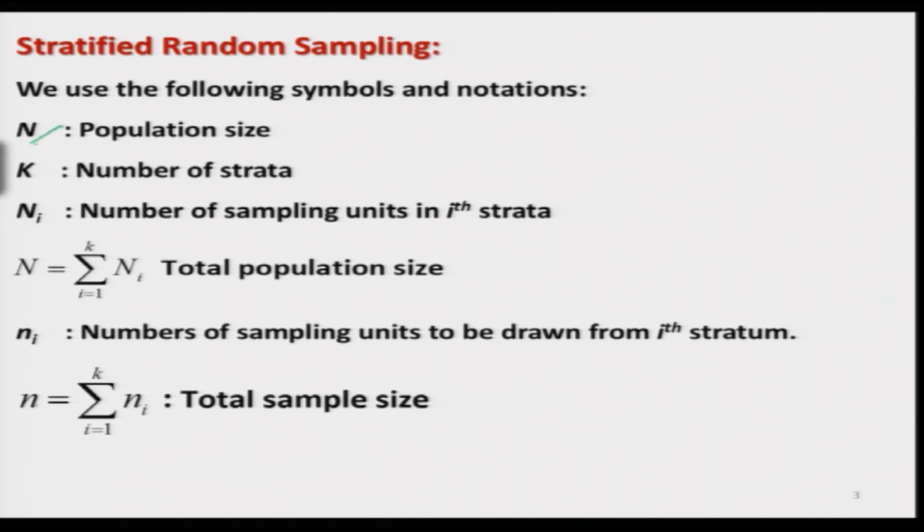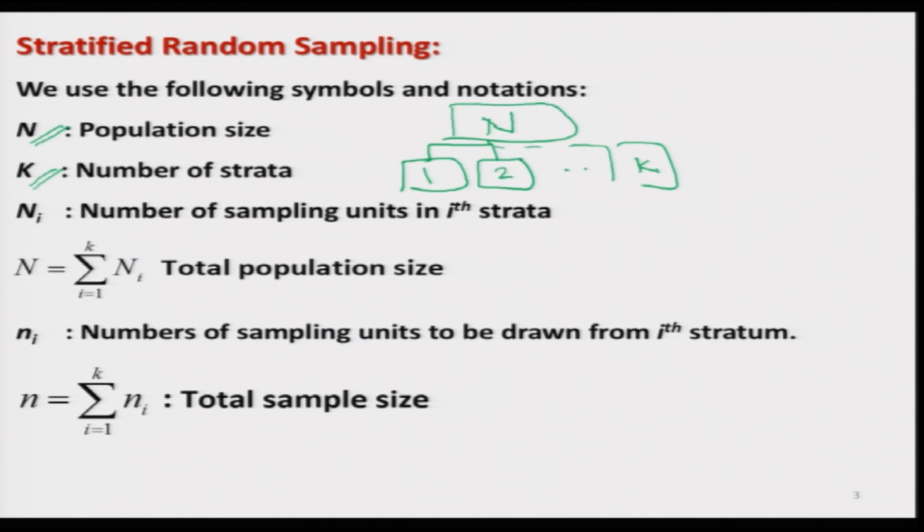I am going to use capital N to denote the population size. So, there are capital N sampling units, and from these capital N units we will create capital K strata. That means this population of size capital N is going to be divided into different strata: stratum 1, stratum 2, up to stratum K. And what is capital Ni? Ni is the number of sampling units in the ith stratum, and if you sum all the strata sizes, it gives us the total population size.